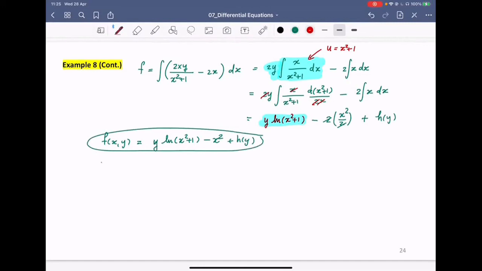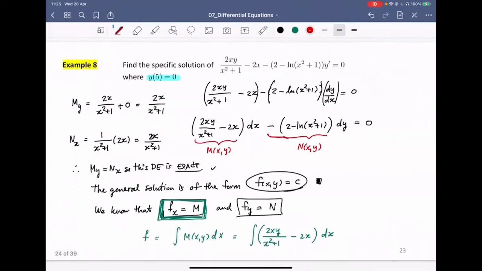However, we also know that if you differentiate f with respect to y, you get N. So you're going to differentiate this function with respect to y, the thing I circled here. So you get log of x squared plus 1 plus 0 and then plus h prime of y. This is what you get when you differentiate f with respect to y. This is equal to the function N that you have in the question, which I highlighted in green. This is the N, which is actually negative 2 minus log of x squared plus 1.